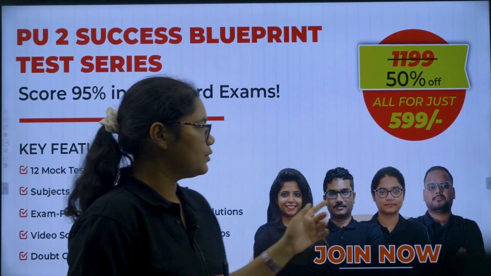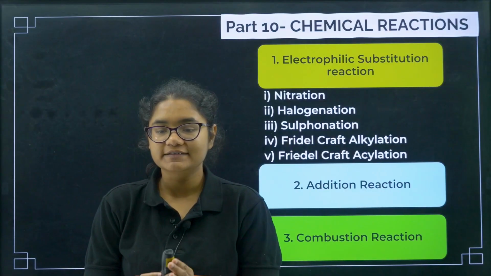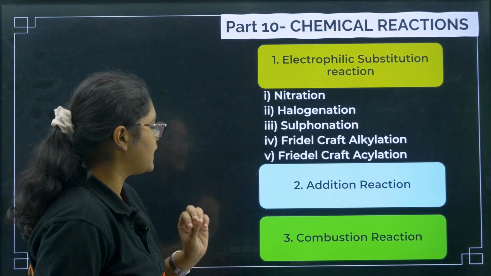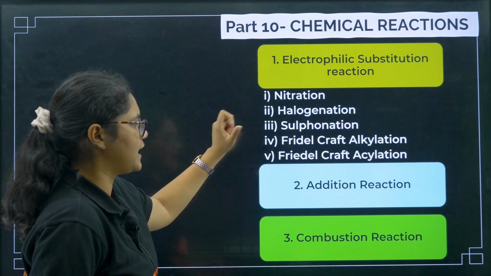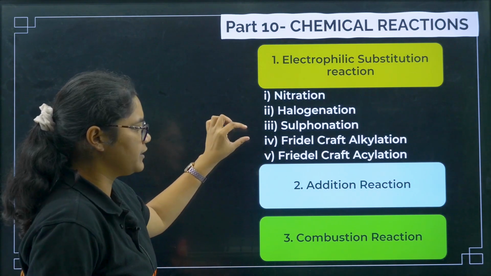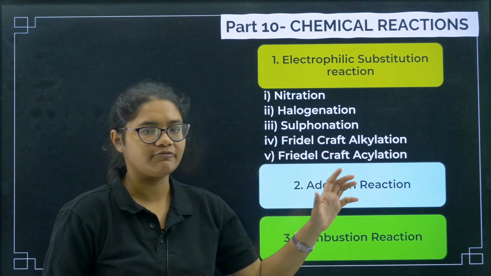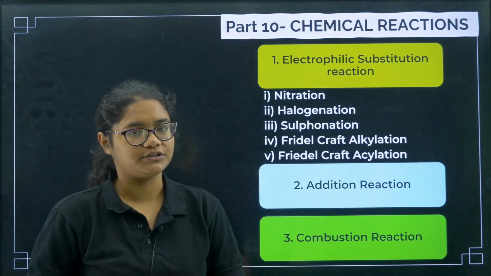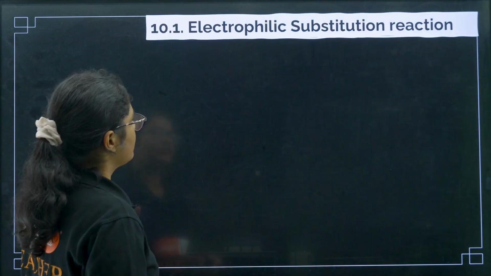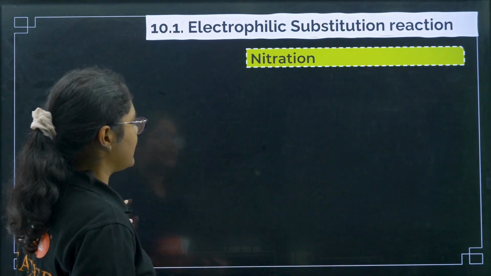Okay, so now let us move forward. So in today's class we are going to see the first thing, that is your electrophilic substitution reaction, under which we will be seeing nitration, halogenation, sulfonation, Friedel-Crafts alkylation and Friedel-Crafts acylation. Okay, after that we will be seeing addition reactions and then combustion reactions. Okay, so let us see first one, the nitration part.